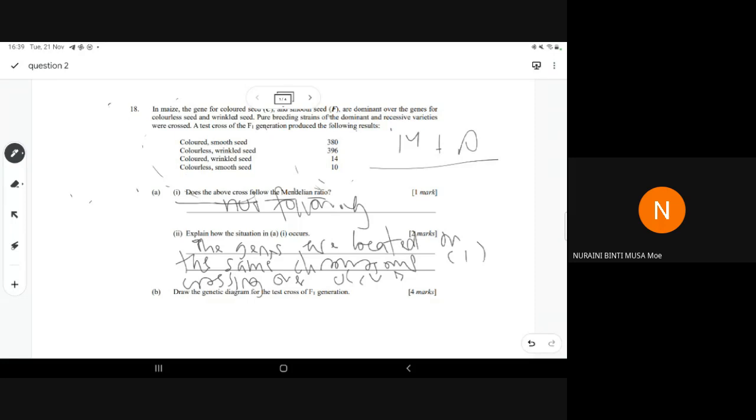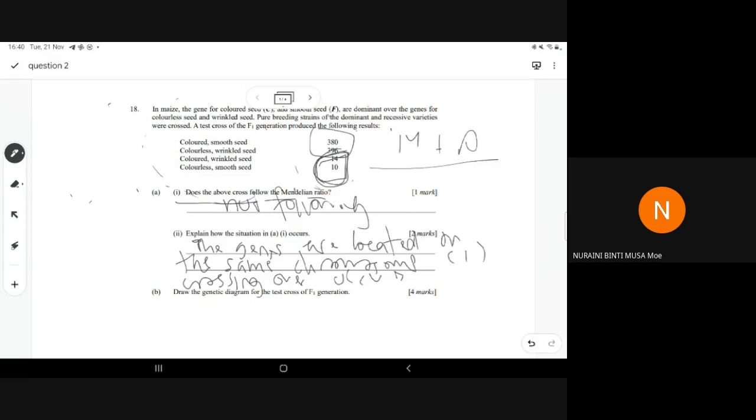The clue yang paling besar warna satu recombinant ialah recombinant ada 2 lower numbers. 380, 396, 14, 10. Yang kecil ialah 14 dengan 10. Dua ni recombinant, because recombinant is a result from a very rare crossing over. Nombor tak banyak. Dan dua nombor yang besar kat atas, 380, 396, itu parental.